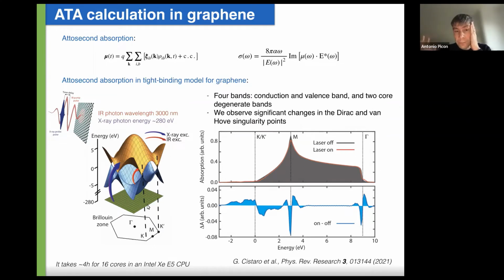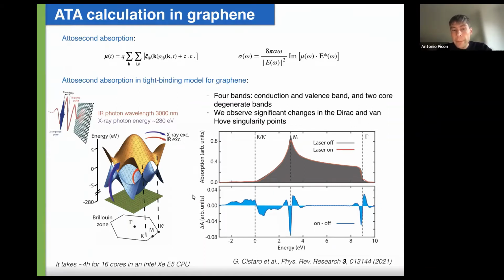So we have 2 carbons in the unit cell of graphene. So that means that we need to include here 2 bands. Because this 1s is not forming any chemical bond, they are going to be flat bands mainly.